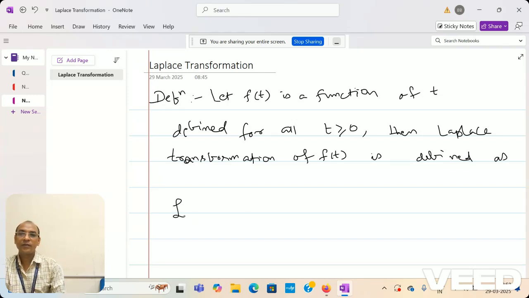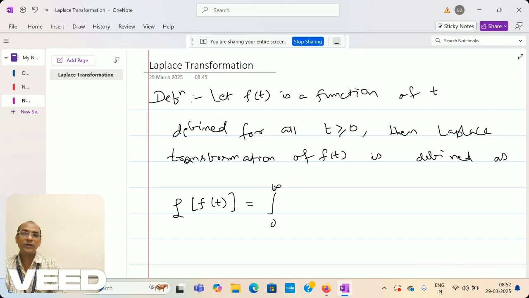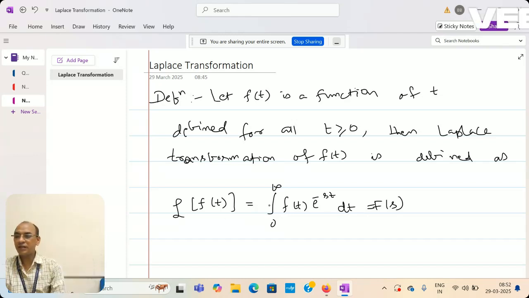is defined as the Laplace transformation of f of t, and that is nothing but the integration from 0 to infinity of f of t e to the power minus st dt, and generally we denote it as F of s. So the Laplace transformation of small f of t is equal to capital F of s. So the variable t is transformed to the variable s, and the Laplace transformation is an improper integral.